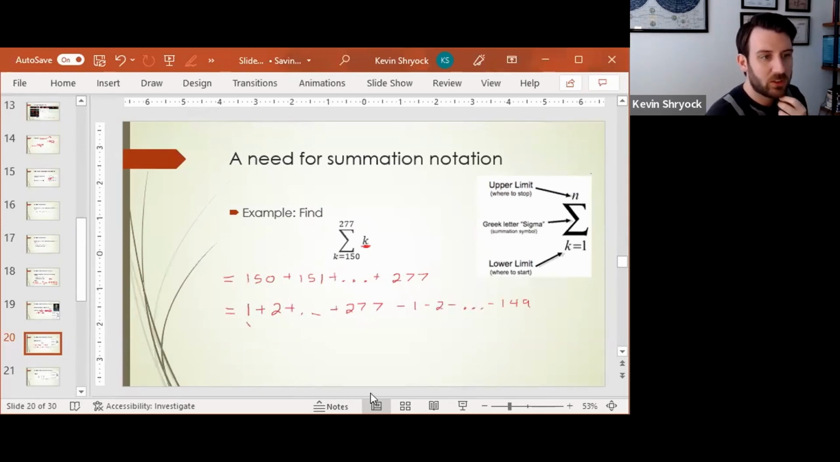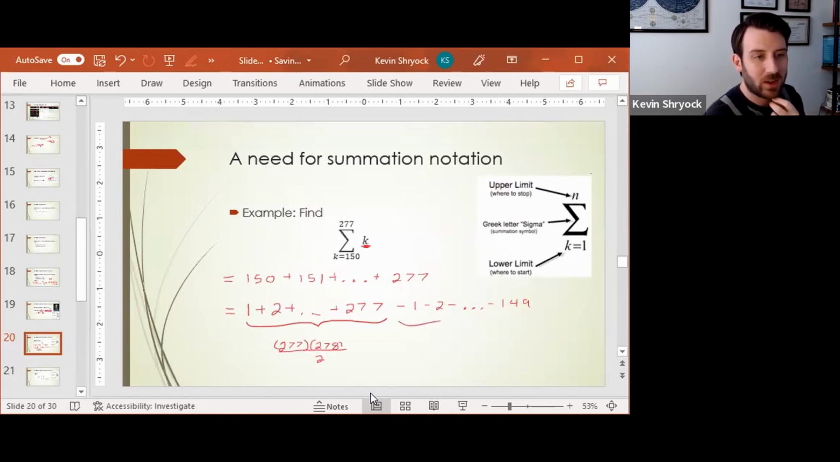Well, this is pretty cool. This is something that I have a formula for. This is that building of the triangle. This is that n times n plus 1 over 2. This is the 277 times 278 over 2. This is that formula. 277 times 278 over 2.